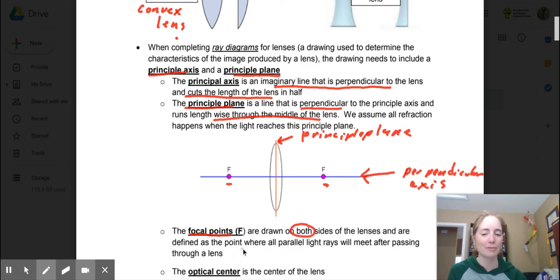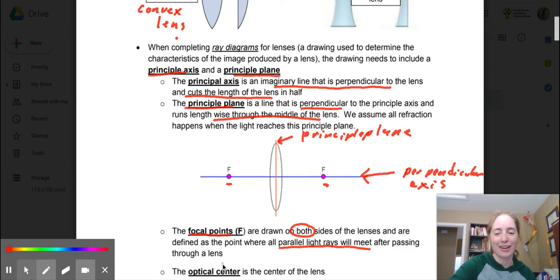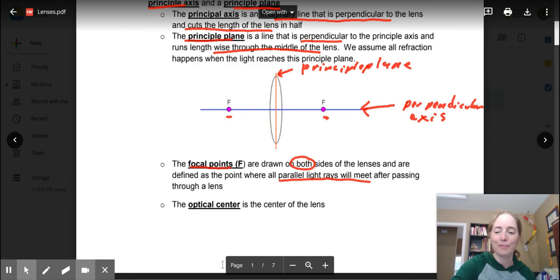Okay, these dots here are your focal points, and we draw these on both sides of the lens, and they're defined as the point where all parallel light rays are going to meet after they go through a lens. So we'll talk more about that in a bit when we're drawing our ray diagrams.